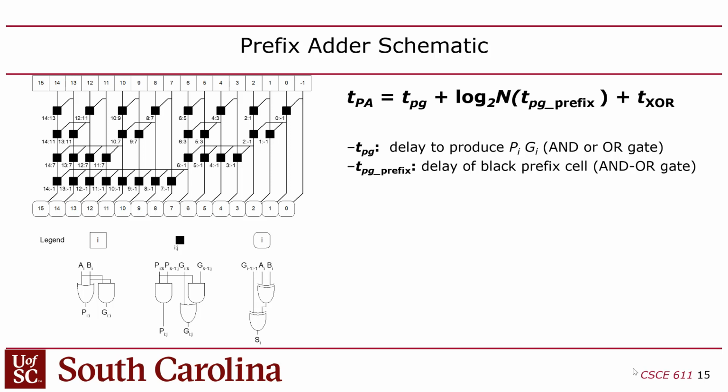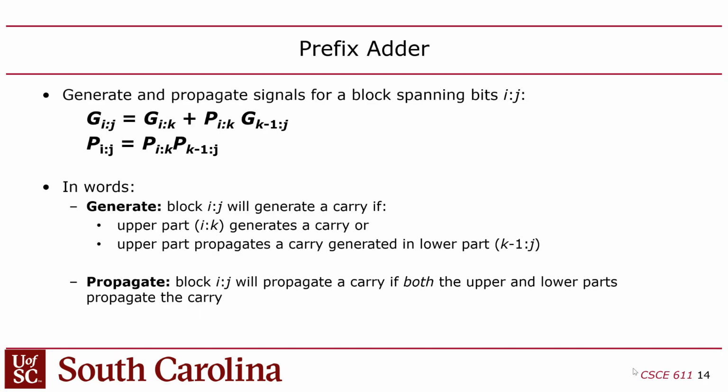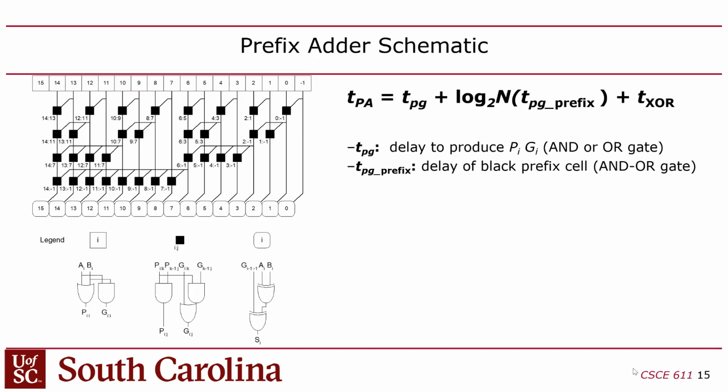The way that looks is it's basically just these three gates. You take the propagates and generates from above and combine them together into a group, using this Boolean logic here to create a new generate and propagate for these groups.